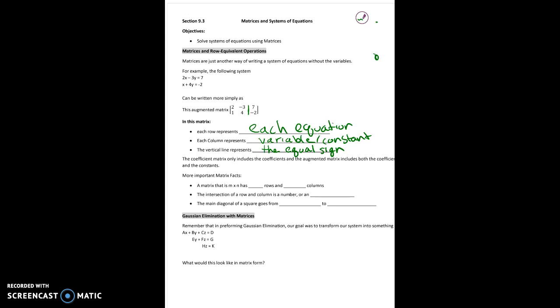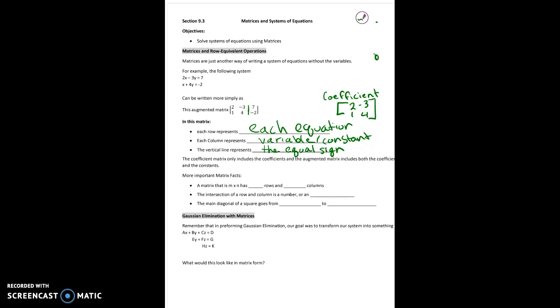So if we are trying to write just a coefficient matrix, it only includes the coefficients, and the augmented matrix includes both the coefficients and the constants. So if I wanted to make a coefficient matrix, we would only have 2, negative 3, 1, 4 in our matrix. We would not have the answers.